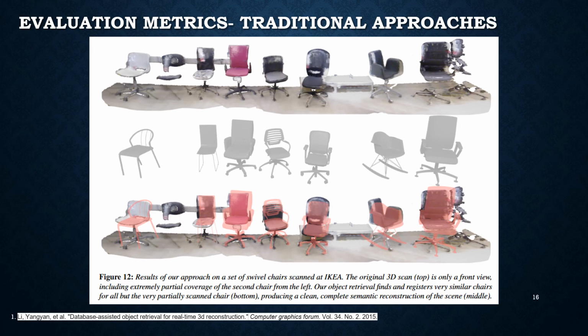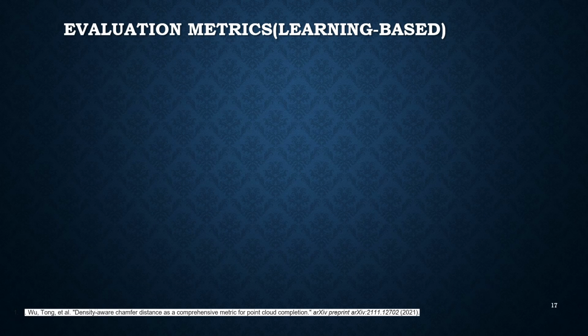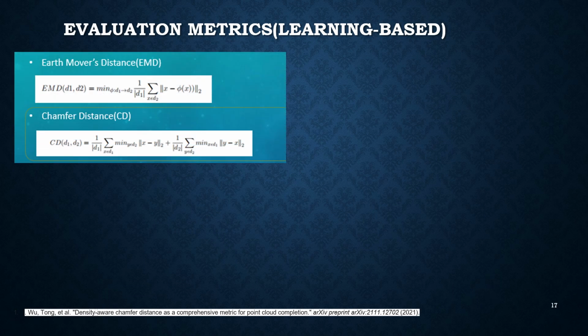When it comes to evaluation metrics, we found that traditional methods usually use qualitative visual evaluation to assess the results of their completion. The evaluation is mostly subjective and can be dependent on human perception whenever quantitative measures are not present. Learning-based methods, however, mostly use quantitative evaluation measures. The most popular ones are Earth Mover's Distance EMD, Chamfer Distance CD, and F-score.